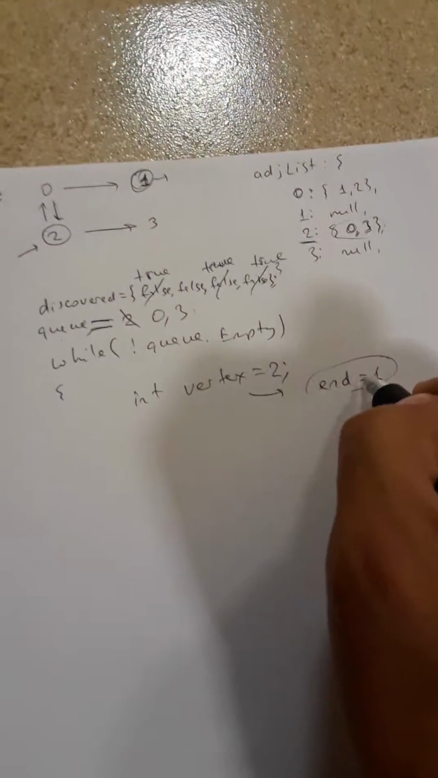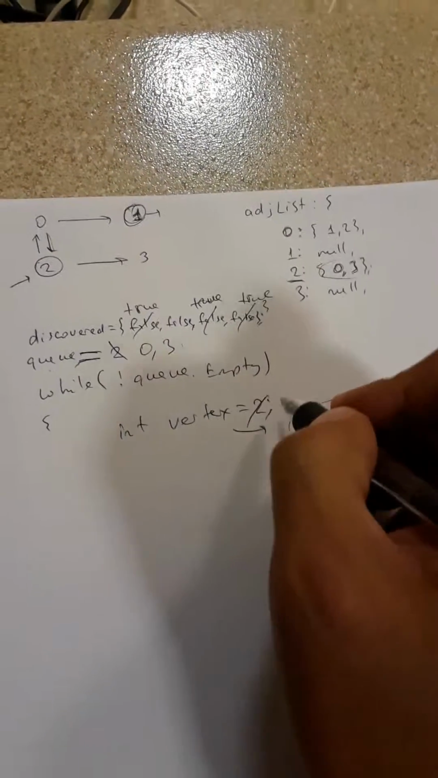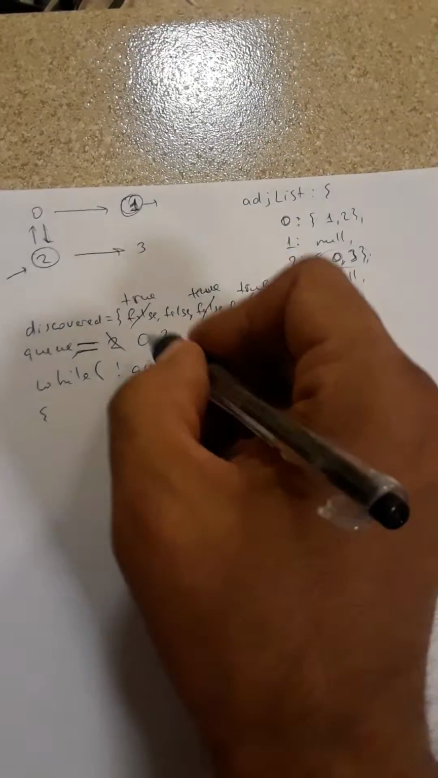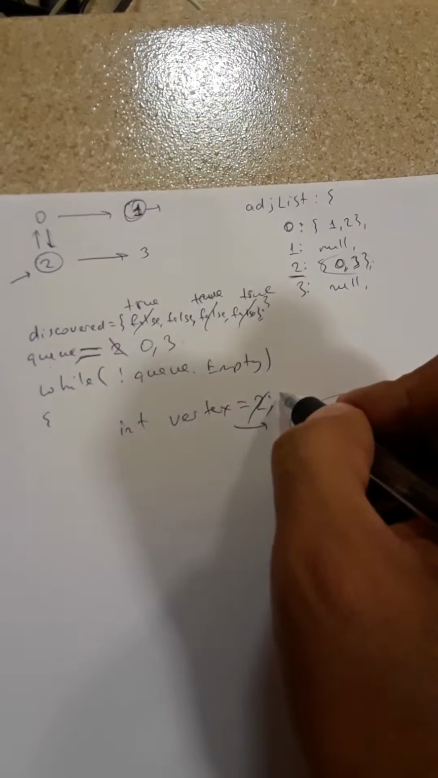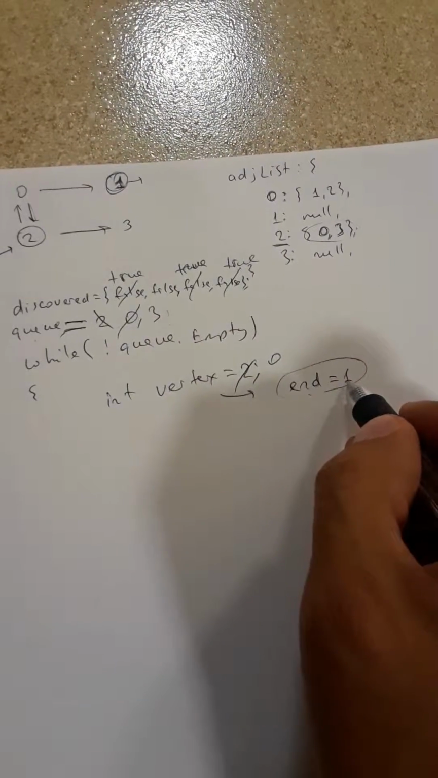So 0, and since vertex is not equal to 0, we will pop another value from the queue, which is 0, and check if it's equal to 1 or not.